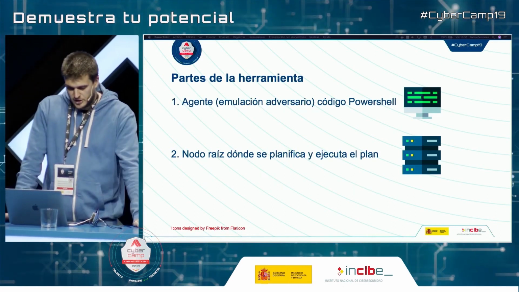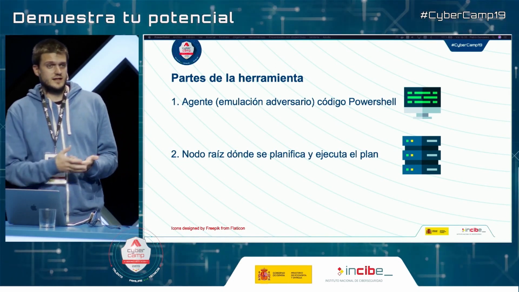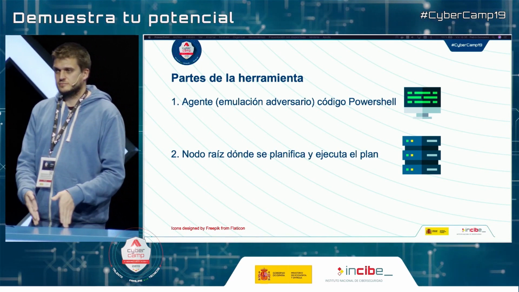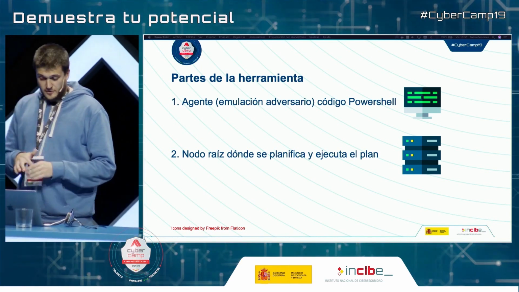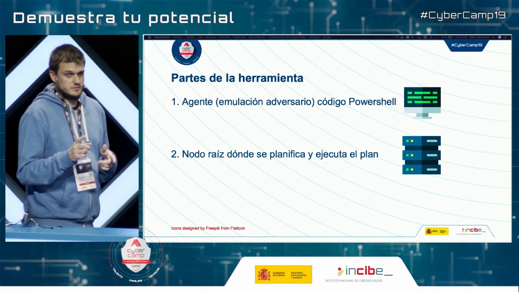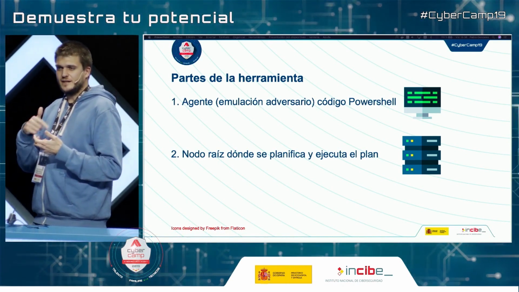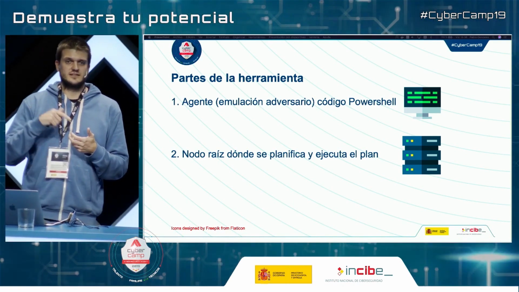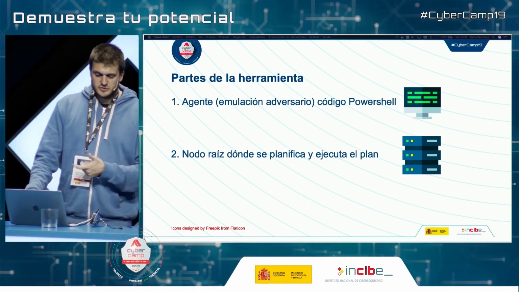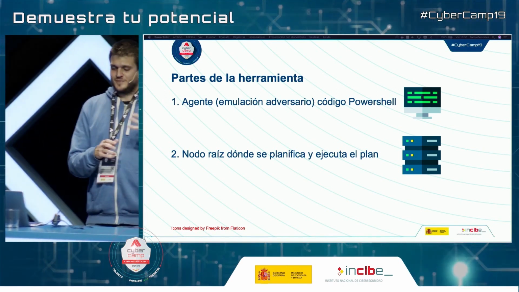So what are the parts of our tool? First of all, we have the agent, as in Caldera. So this emulates the adversary. It's a code in PowerShell that connects to the server, and it downloads a function. And the function takes control of all the management and execution and the report. And then we have a central node.